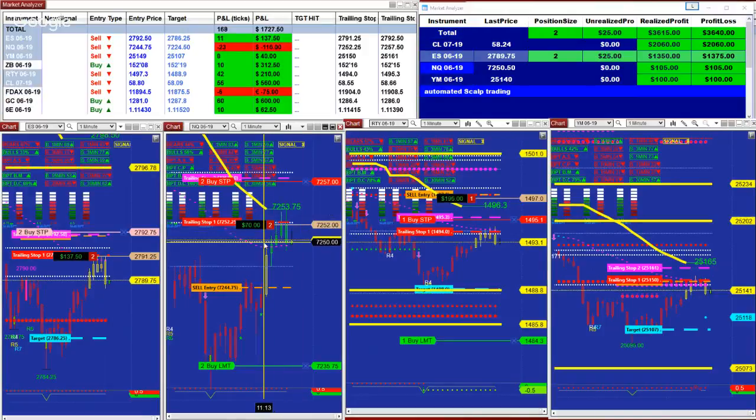Now he is struggling with this area here at 7250. Once he breaks it, I'm going to go for one more run.